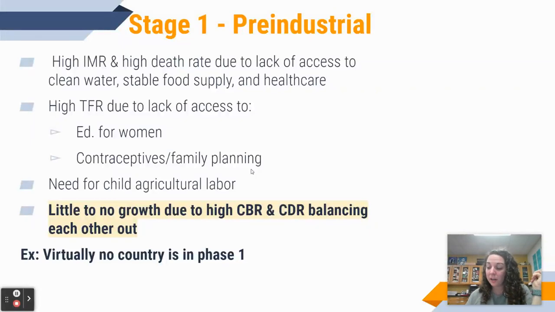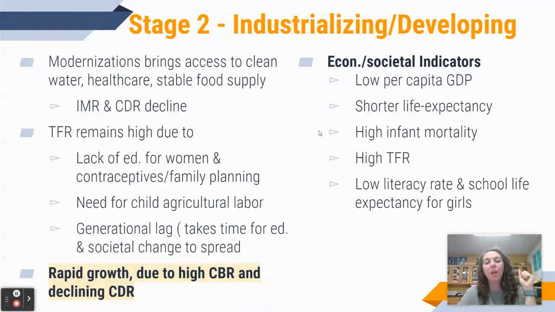So in these countries, these are going to be our very poor countries. And essentially, when we look at these, there's pretty much no country that's still truly in phase one. They're in their early developing stage, but it's very early. They're not fully pre-industrial.